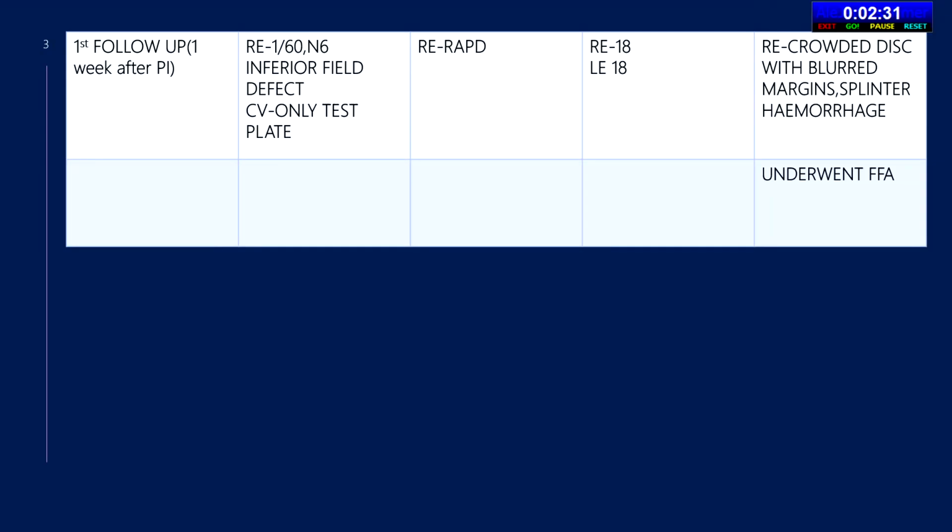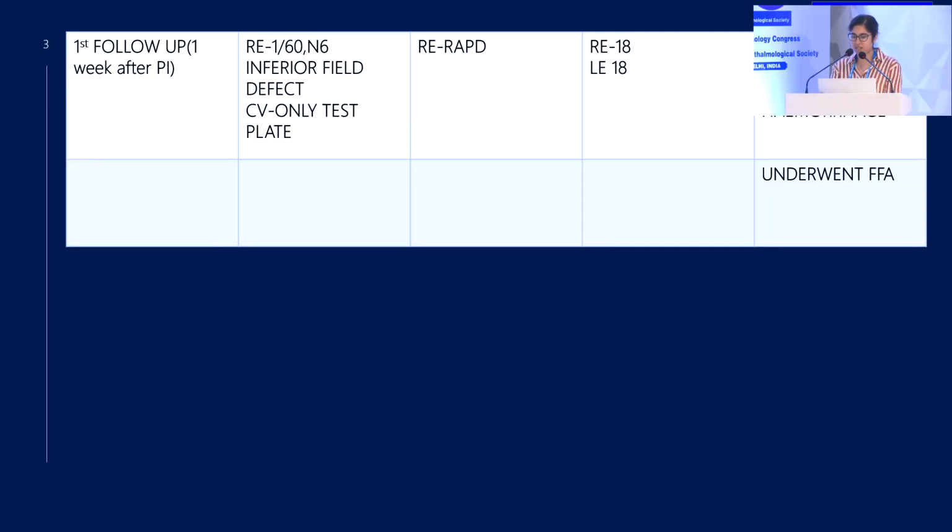So his visual acuity in the right eye had reduced to 1/60, and he had an inferior visual field defect seen on confrontation test. Color vision, only the test plate could be seen in the right eye. The right eye also showed a relative afferent pupillary defect. The intraocular pressure was maintained at 18.